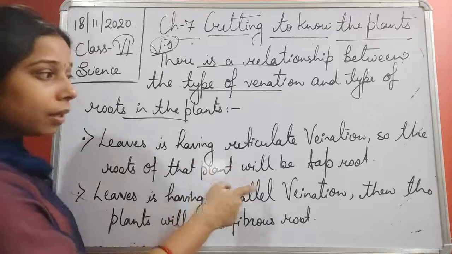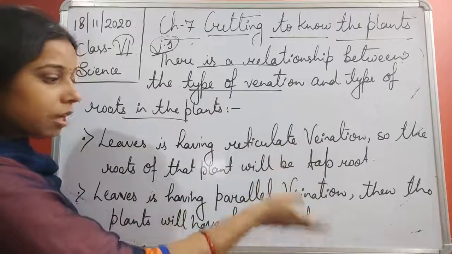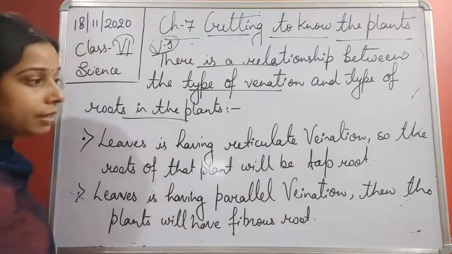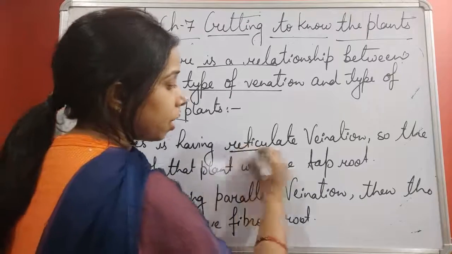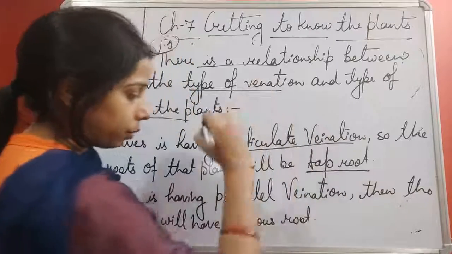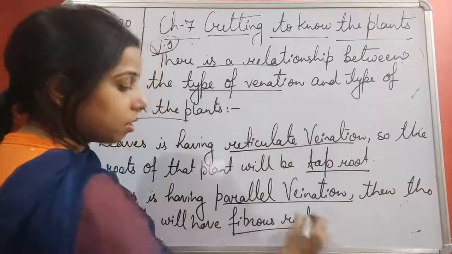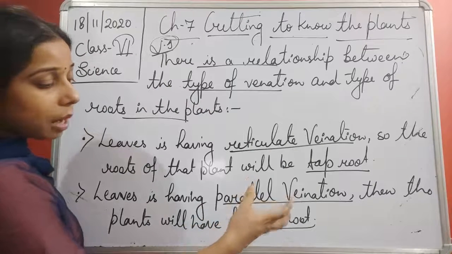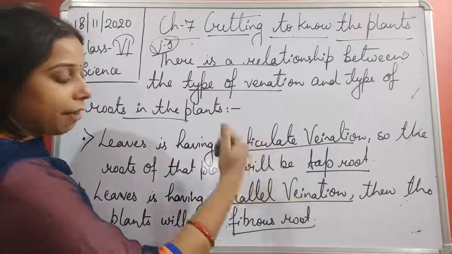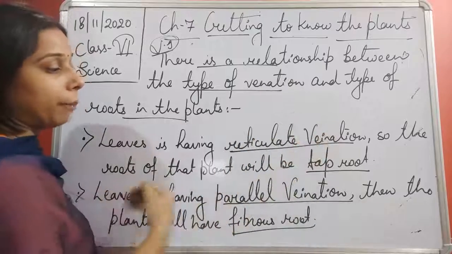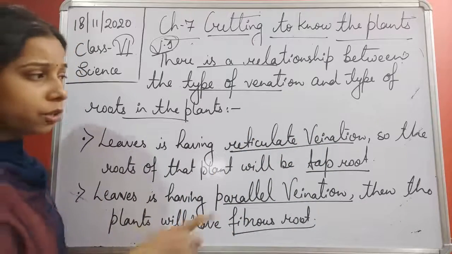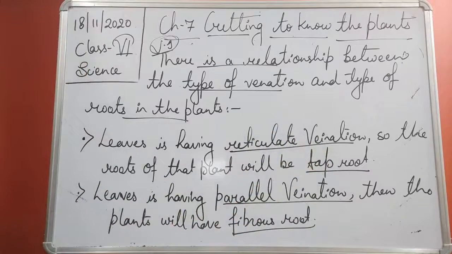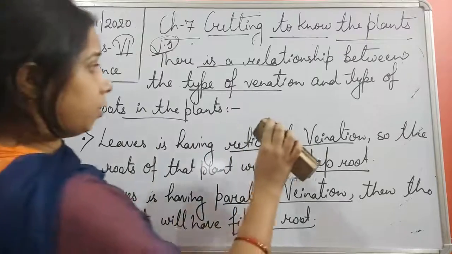So taproot means reticulate venation, parallel venation means fibrous root. You should always remember it, because the question is asked related to it. Reticulate venation means taproot. Parallel venation means fibrous root. It means if a plant is having fibrous root, it will have parallel venation. If it is having taproot, it will have reticulate venation. Why are we writing the reticulate venation first and then the parallel venation, students? Let me tell you.